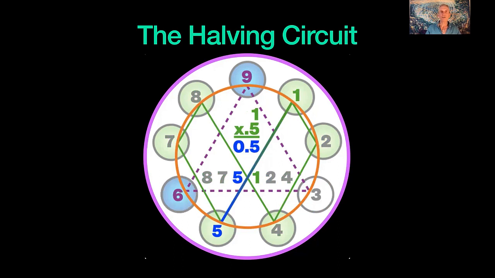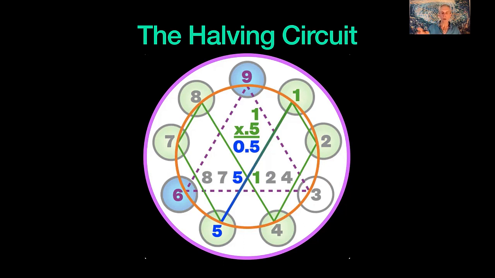Now I'm going to introduce you to the halving circuit, which is exactly the same thing as the doubling circuit, only we're going in the other direction, starting with the number 1. So if we start with the number 1, or we could start with the number 5. Let's start with the number 5. If we take the number 5 and we divide it in half, that would get us to 2.5. We add 2 plus 5, that gets us to 7. We divide 7 in half, and that gets us 3. What is 7 divided by 2?